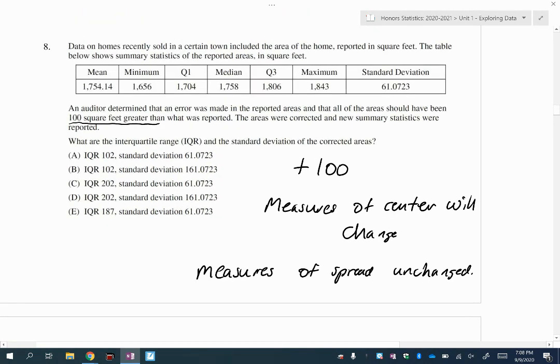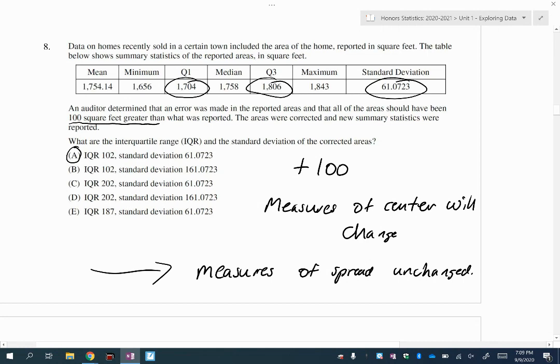So if that's the case, when I look at my answer choices for which of these are the correct IQR and standard deviation, right? Both of those are measures of spread. IQR for interquartile range and standard deviation are measures of spread. So they are unchanged. So it should still be the standard deviation of 61.0723 and whatever Q3 minus Q1 is, right? Quartile 3 minus quartile 1. So I can look and do that math. That's 102. So actually the answer is A.